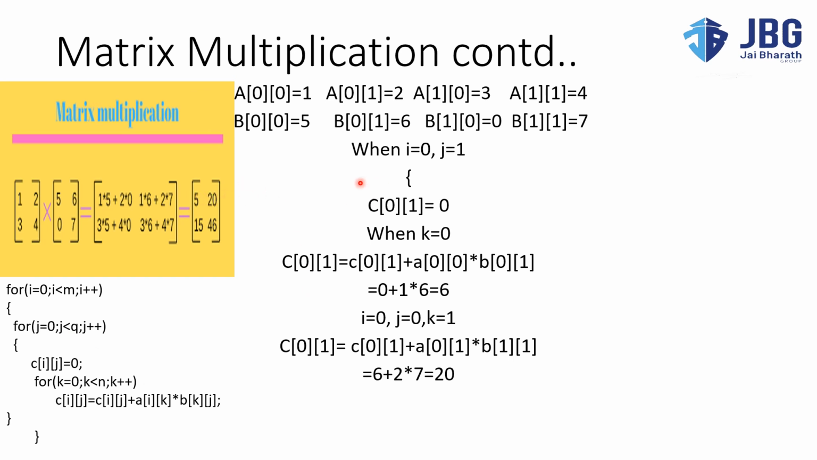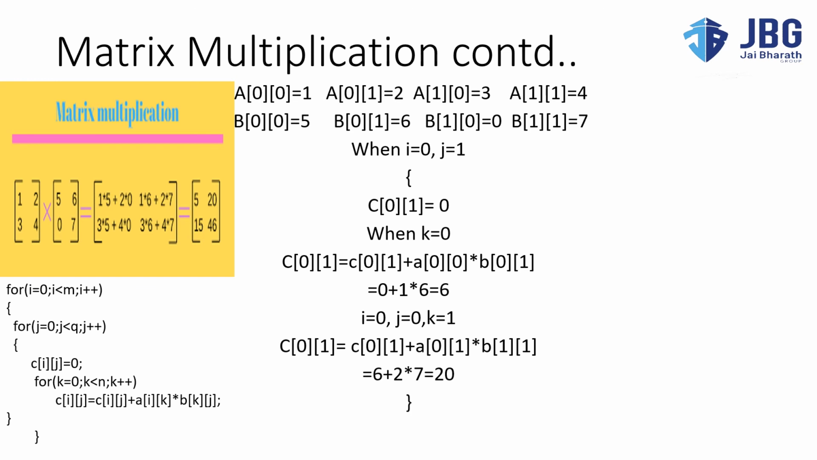Now what is the next increment? We performed for j equal to 0 and j equal to 1. So next increment is for i equal to 1. We have to perform for i equal to 1, j equal to 0, k equal to 0, k equal to 1, and i equal to 1, j equal to 1, k equal to 0, k equal to 1. When we perform that loop, we get 3 into 5 plus 4 into 0, 15 here, and 3 into 6 plus 4 into 7, 46 here.